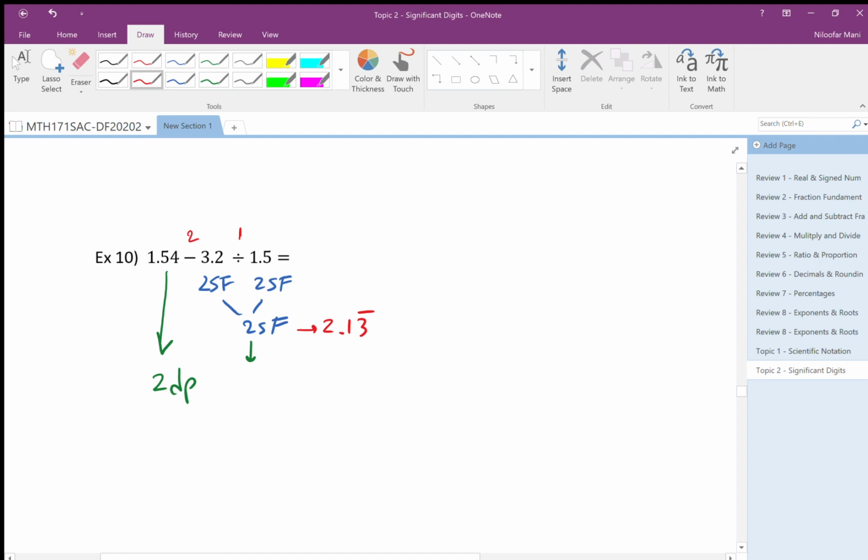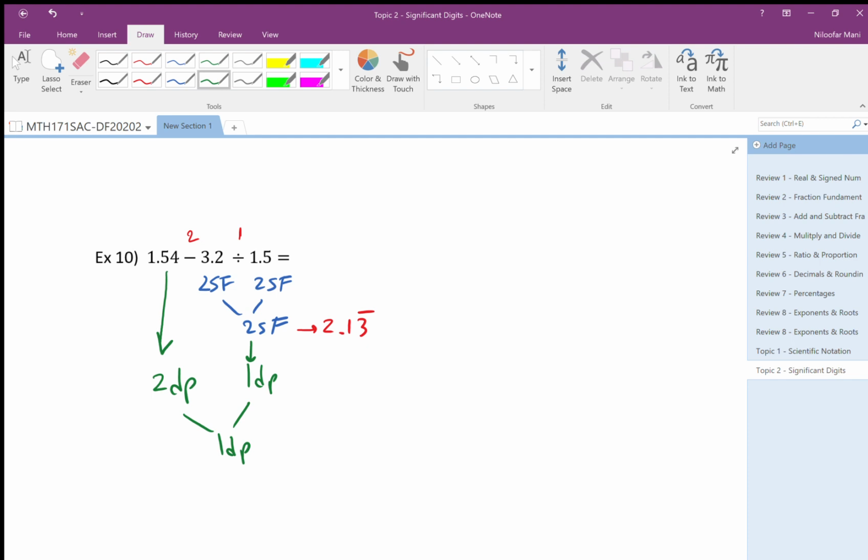3 goes forever. So if I need two significant figures, how many decimal places do I get? Just one decimal place, and I round to one decimal place. So I just ask myself, if I have two significant figures out of that division, how many decimal places I have, because I need to consider it for subtraction.